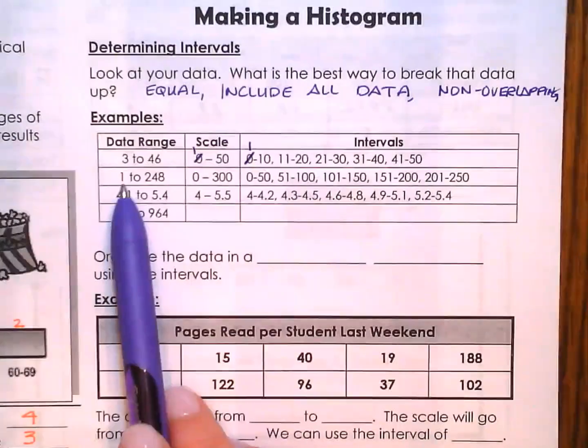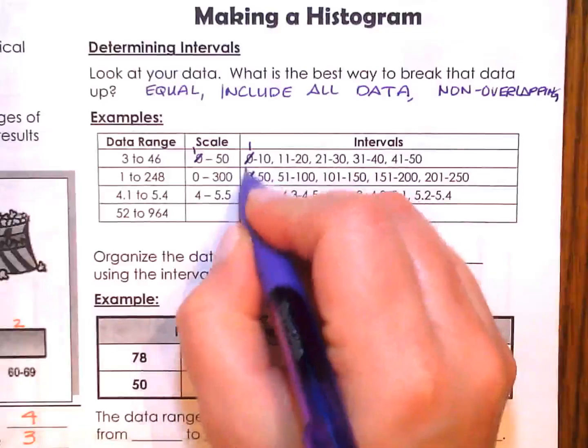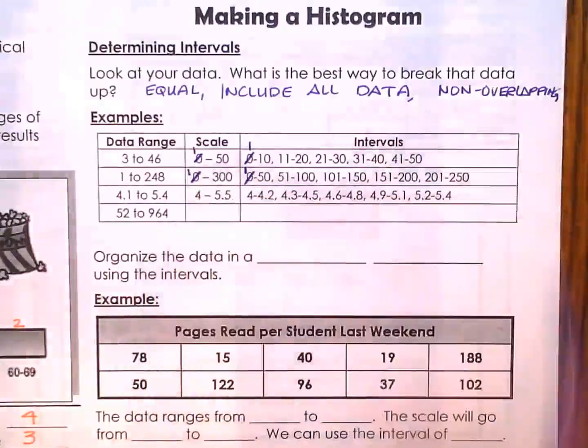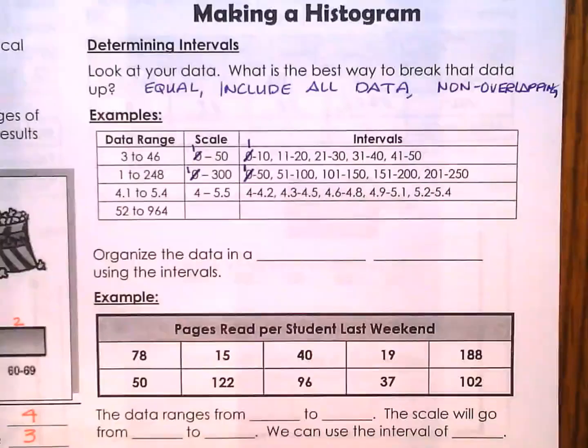Now, if we go up to something where the data ranges from 1 to, say, 249 or 250, I'm going to change this to a 1. When we do that, we are going to look at counting maybe by 50s instead, because the data is so big, we don't want to have these intervals that only have a couple of data points in them.